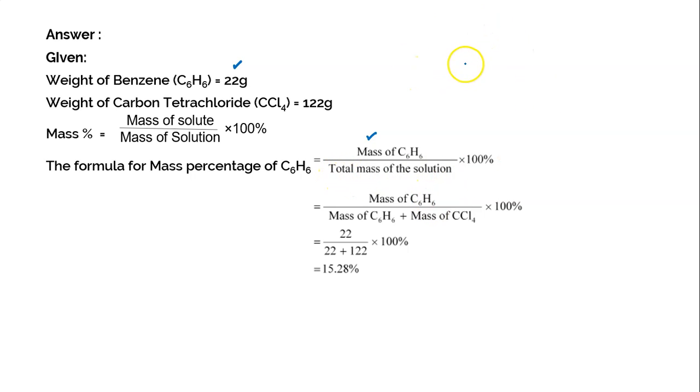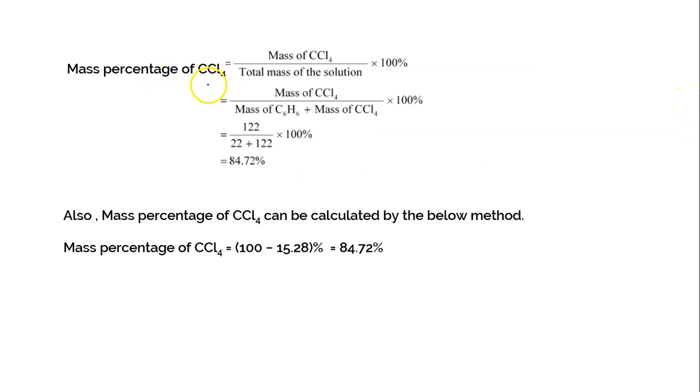So the total mass of the solution is nothing but mass of the benzene, which is 22 grams, plus mass of carbon tetrachloride, which is 122 grams. So in the denominator you are taking total mass of the solution into 100. When you substitute and simplify, the mass percentage is 15.28%. Similarly, when you are calculating mass percentage of carbon tetrachloride, in the numerator you are taking mass of carbon tetrachloride, which is 122 grams. And in the denominator, the total mass is considered, which is 22 plus 122 into 100. When you simplify this, the answer is 84.72%.